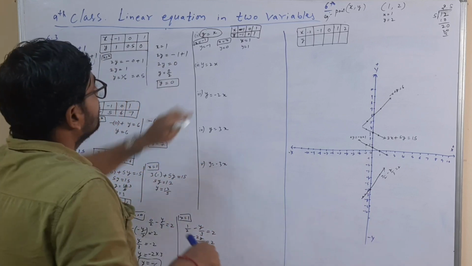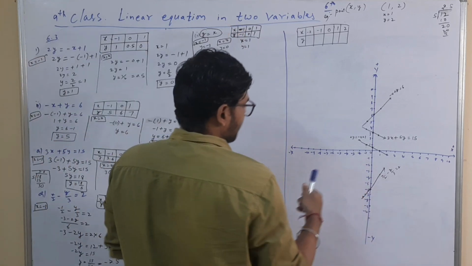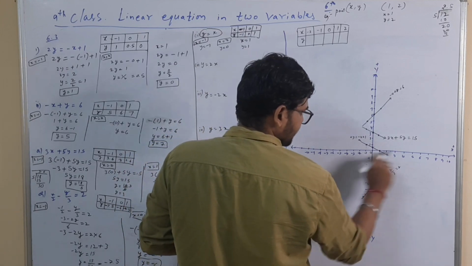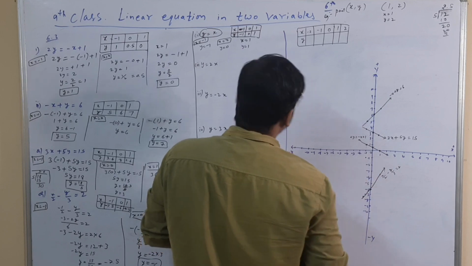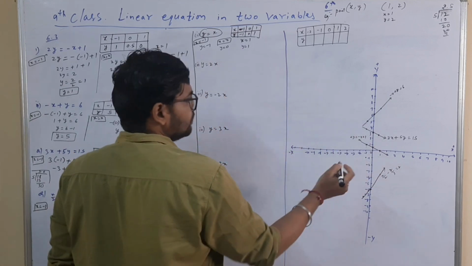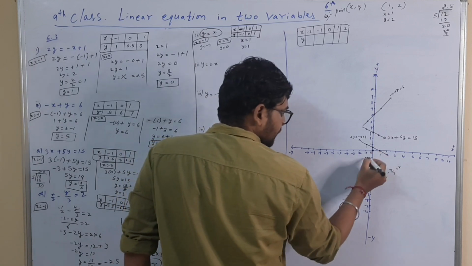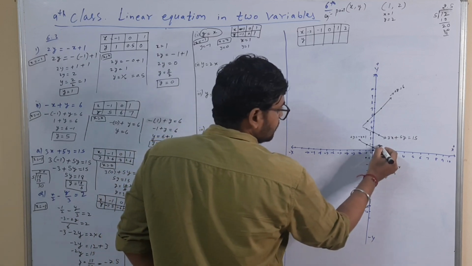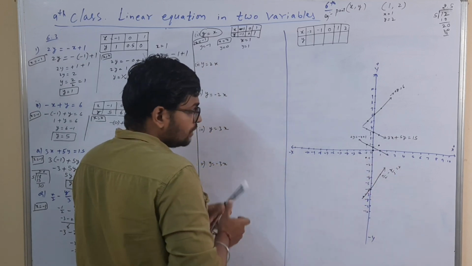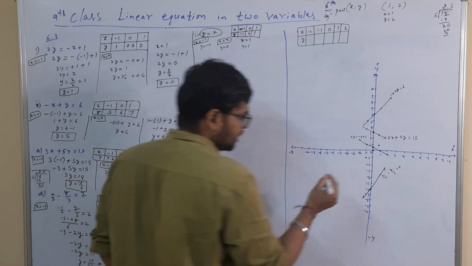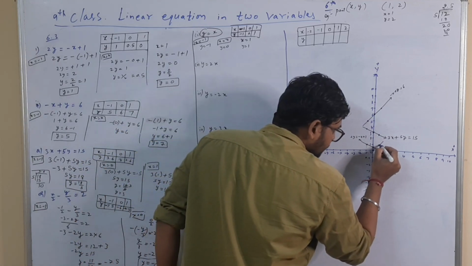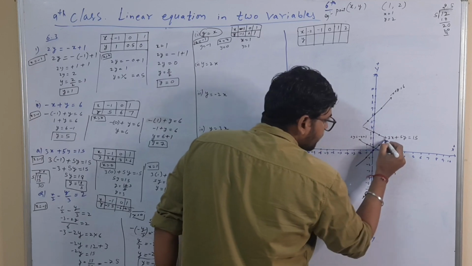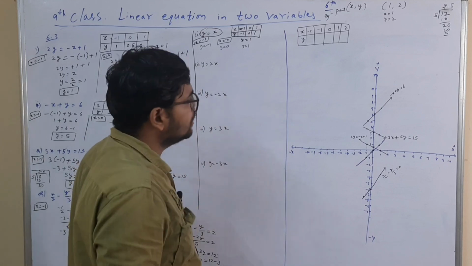So minus 1, minus 1: x equal to minus 1, y is equal to minus 1. You will get this point. First point. Second point, 0, 0, means this point. Next, 1, 1, means this point. I'll do this with blue so that you will understand. So I'm joining these. So these are the values.